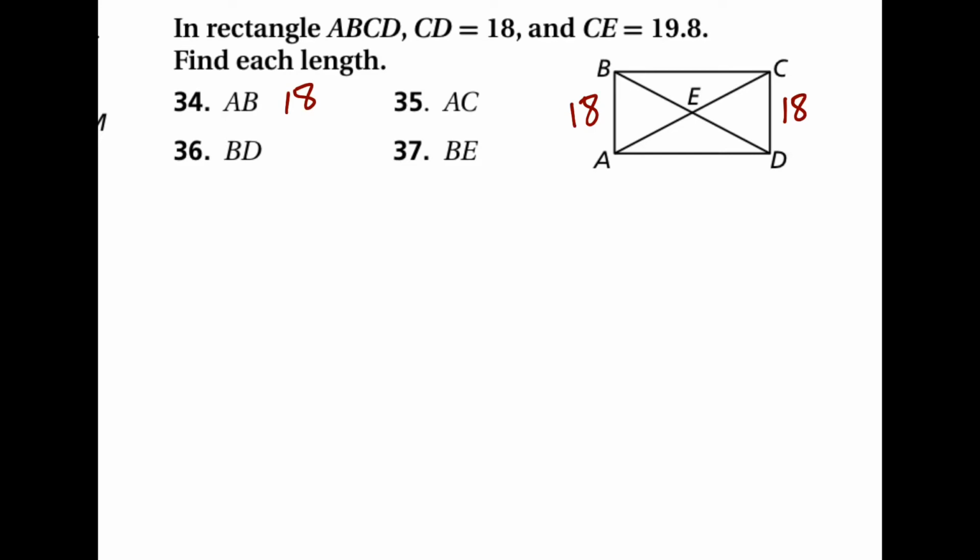In 34, we know that CD is 18, and since CD is 18, AB is also 18. Then they tell us that CE is 19.8, so this other diagonal AE is also 19.8, and if I add these two together, I would get 39.6 for the total length of the diagonal. 36 asks about the other diagonal, and the diagonals are going to be congruent, so it's 39.6 again. And BE is going to be half of that, 19.8.